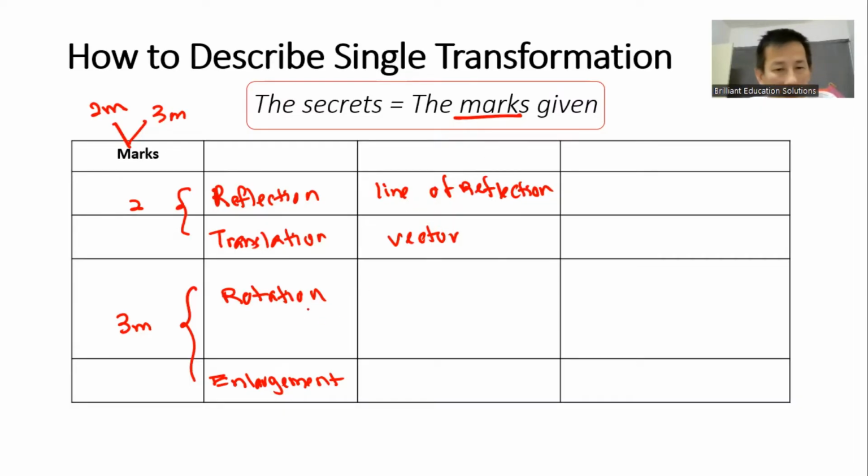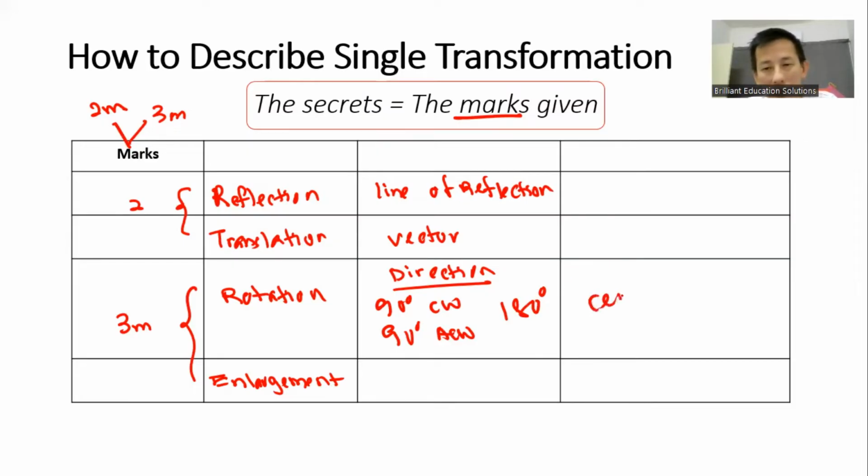For rotation, for 3 marks, you need to state the direction. Direction means either 90 degrees clockwise, 90 degrees anti-clockwise, or 180 degrees. It will give 2 marks. The other mark will be for the center of rotation. As for enlargement, you need to state the scale factor as well as the center of enlargement.